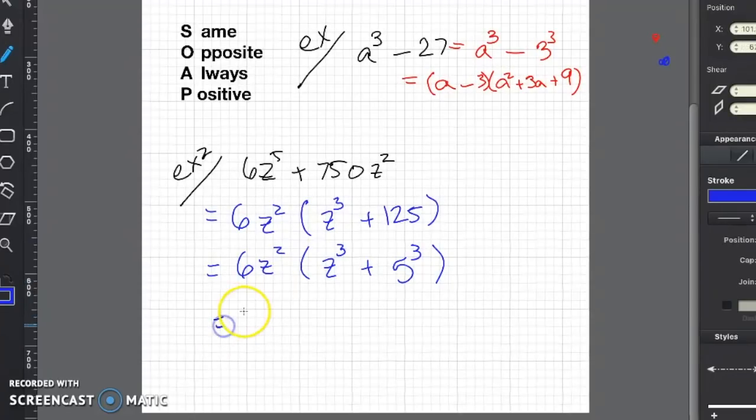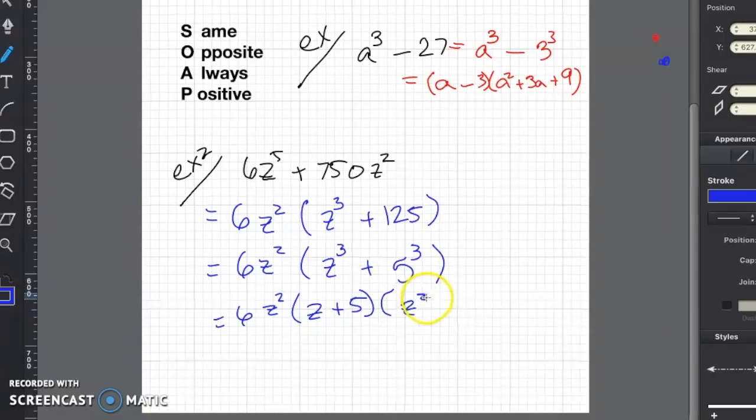So again, let's rewrite it. I have 6z squared, right? That doesn't go anywhere. Then I have z plus 5, so that's same. Then I should have a z squared. Again, check my math, and check back at the top if you don't remember. Z squared. I should have a same, opposite, so this is just going to be a minus this time. It should be 5z. And then plus 25. Okay? And there you go. That is factored, right?